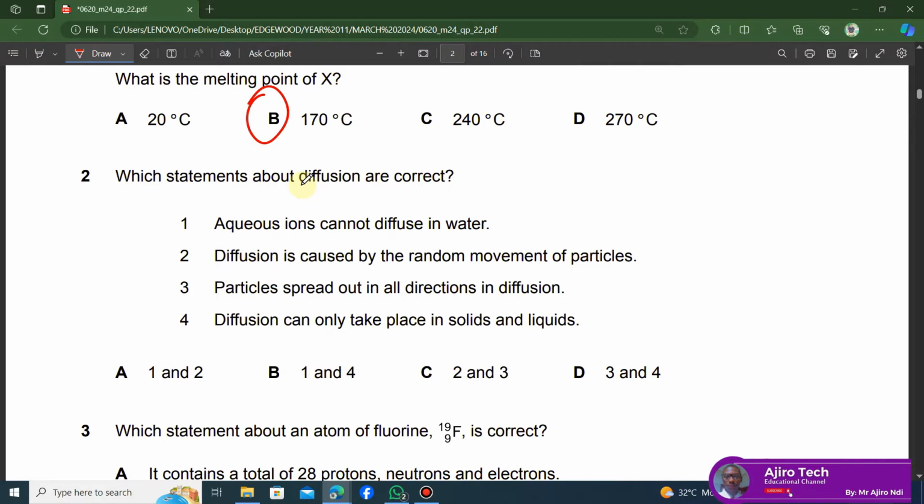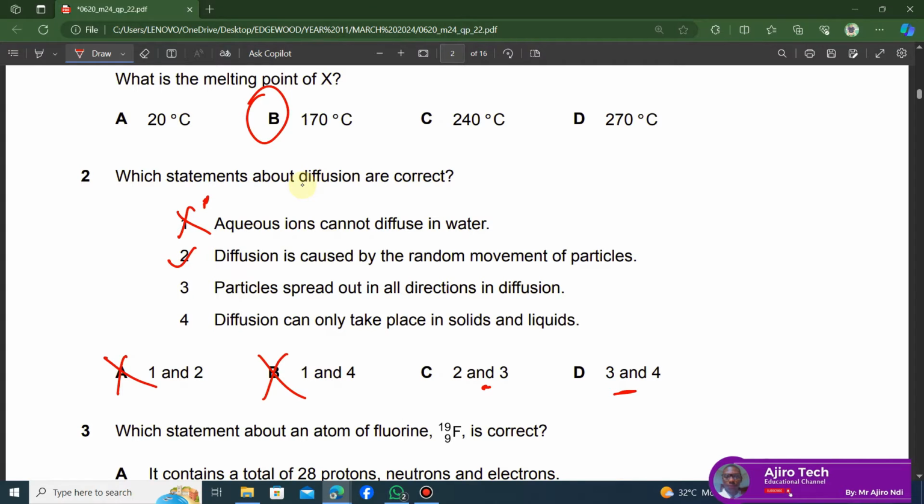Aqueous ions cannot diffuse in water. All right, that is off. Diffusion is caused by the random movement of particles. Just by cancelling option 1, every option that has 1 is removed completely. So this will save you time, and then we are just left with 2 options, 3 and 4.